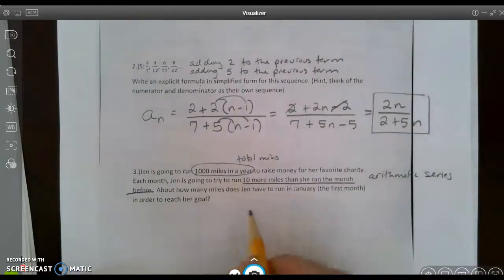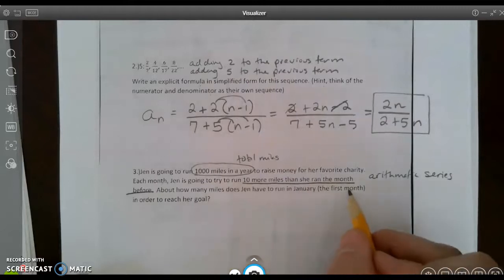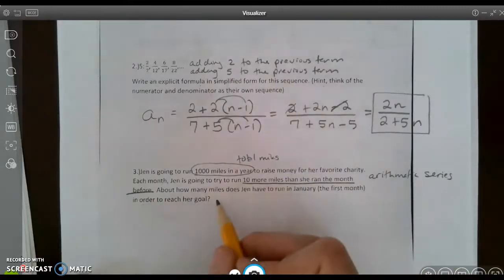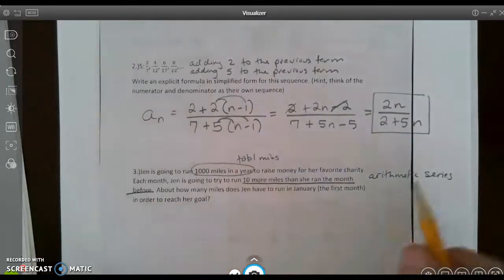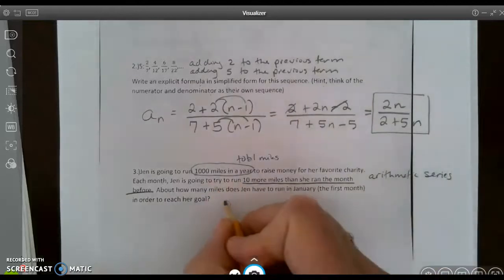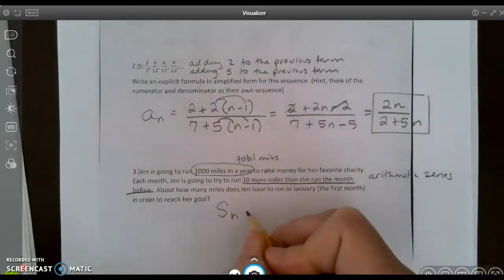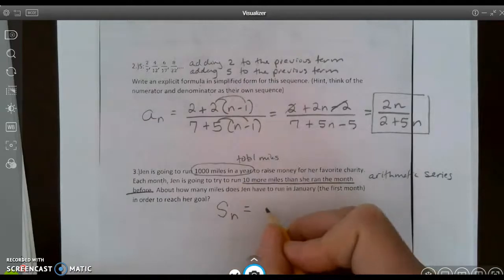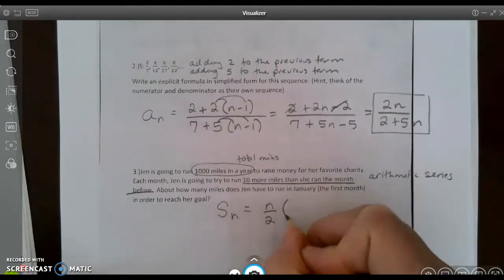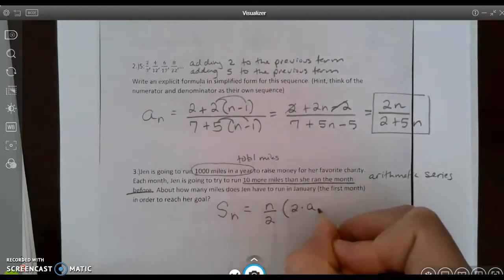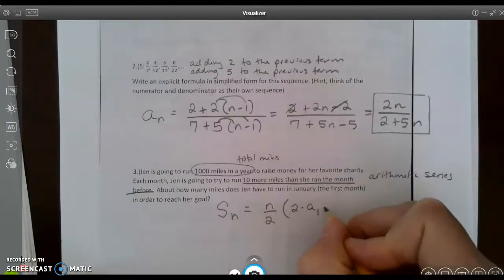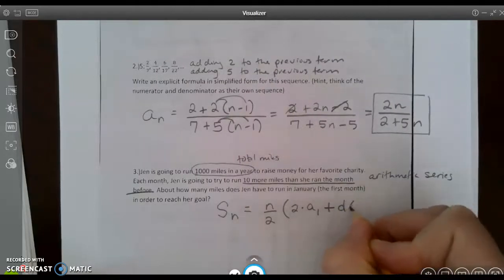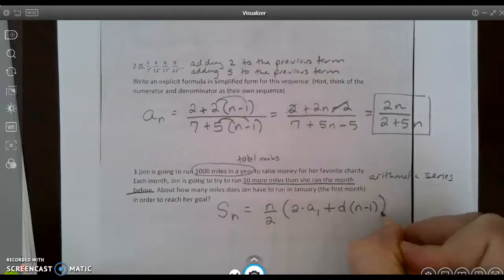About how many miles does Jen have to run in January, the first month, in order to reach her goal? So I know I need an arithmetic series, and I don't know the first or the last term, so I'm going to use that formula, 2 times a sub 1 plus the constant difference times n minus 1.